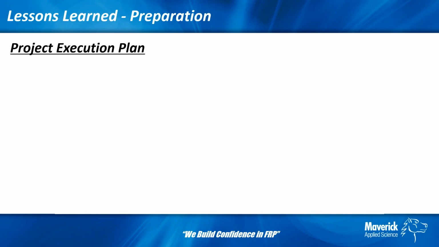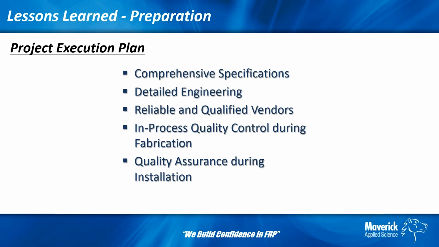So the project execution plan. This is a very general project execution plan, and what I mean by that is that pretty much it applies to all projects and all materials, so it's not specific to FRP. The fundamental components are you want to have comprehensive and current specifications. You want to have detailed engineering. You want to have reliable manufacturing partners that are qualified for those specific products. And then you want to have in-process QC throughout the manufacturing process, and then throughout installation as well.